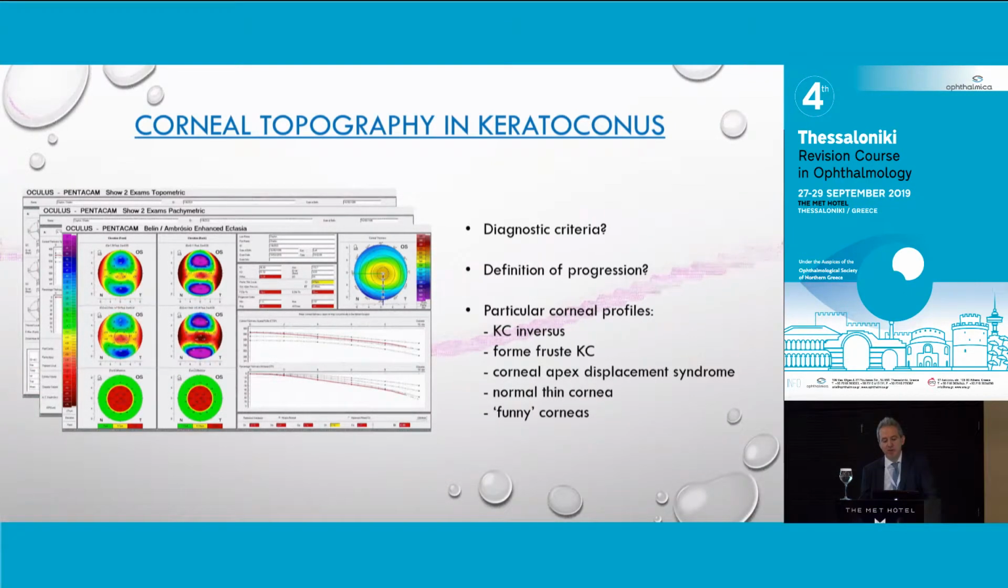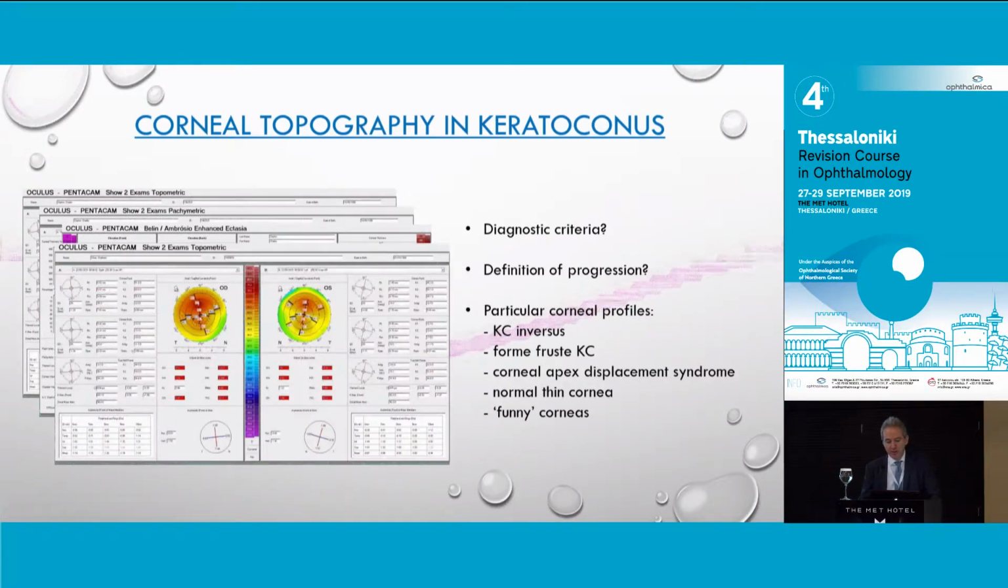There are many different metrics in corneal topography for enabling the diagnosis, but if we just stick in our practice, for example, to these three clinical findings, then we have up to 90% a secure diagnosis of our keratoconus patients.